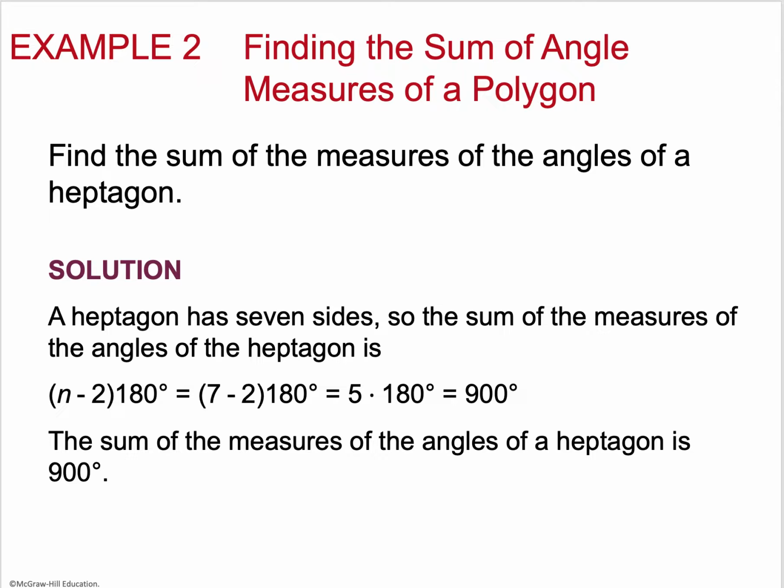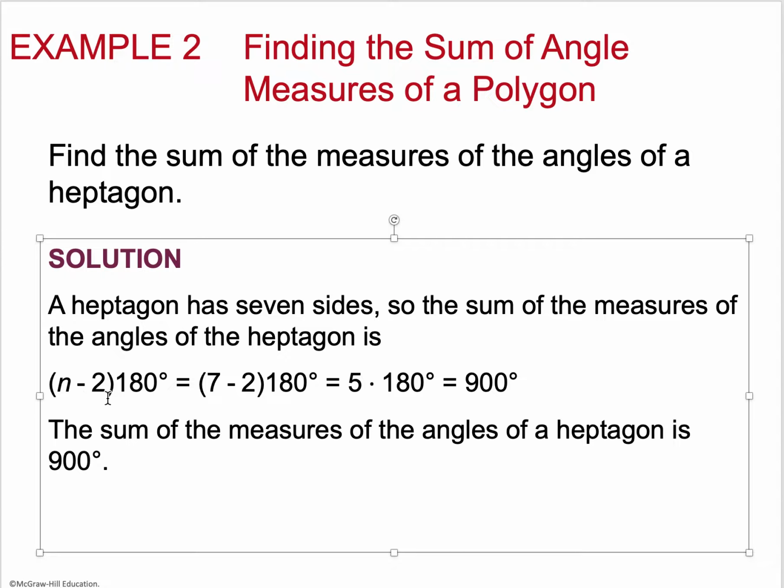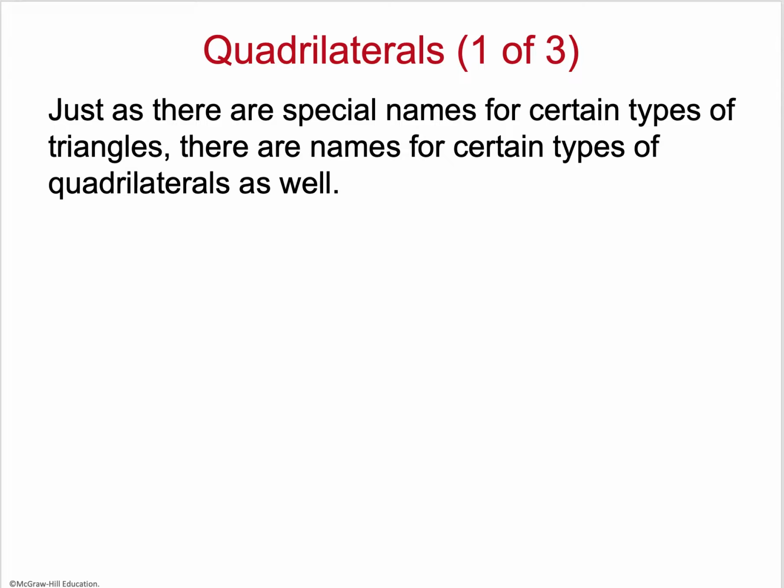Now I want to use that same formula to find the sum of the measures of angles of a heptagon. Heptagon, 7 sides. So I'm going to take that formula, plug in 7 for n, 7 minus 2, which is 5, and then I'm going to take the 5 times the 180 to get 900 degrees. Now it's important to notice that's not the measure of each angle, that's the measure of all the angles inside the polygon being added together.